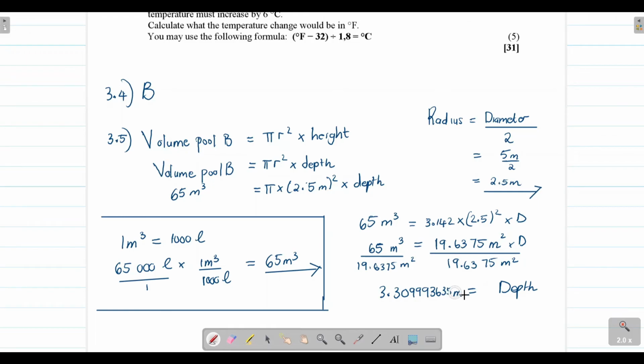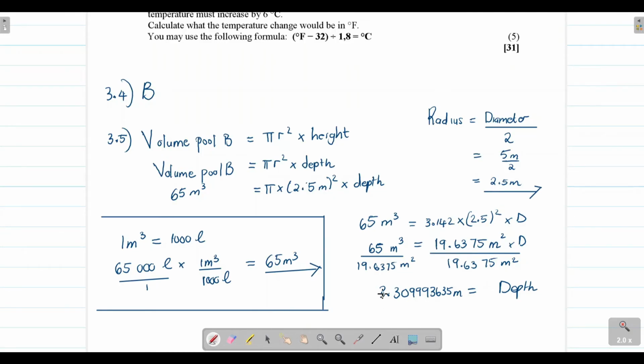3.309993635 meters, right? Because here we see you've got meters cubed, meters squared. Same base, you subtract your exponents. That means that you have your units in meters. This is grade 9 stuff. That's why you should be able to understand what I just did there. So the units that you'll have for your depth is meters.